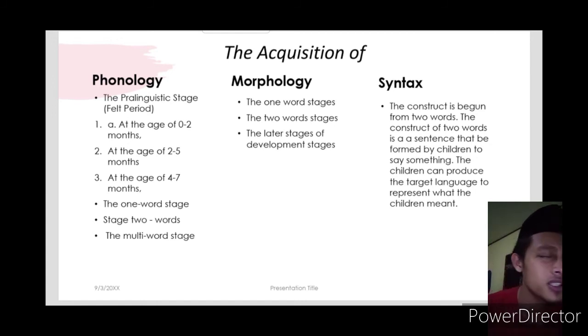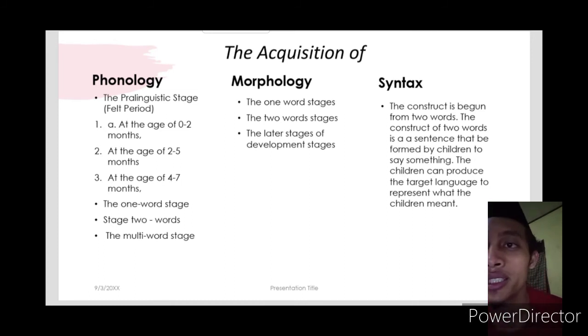And then the last stage of acquisition of morphology is the later stage of development. In this stage, children begin from two words, but when they have been in this stage, they can say more than two words. For example, "daddy cookie." In this stage, the children can add a word to make it "daddy eats cookie."